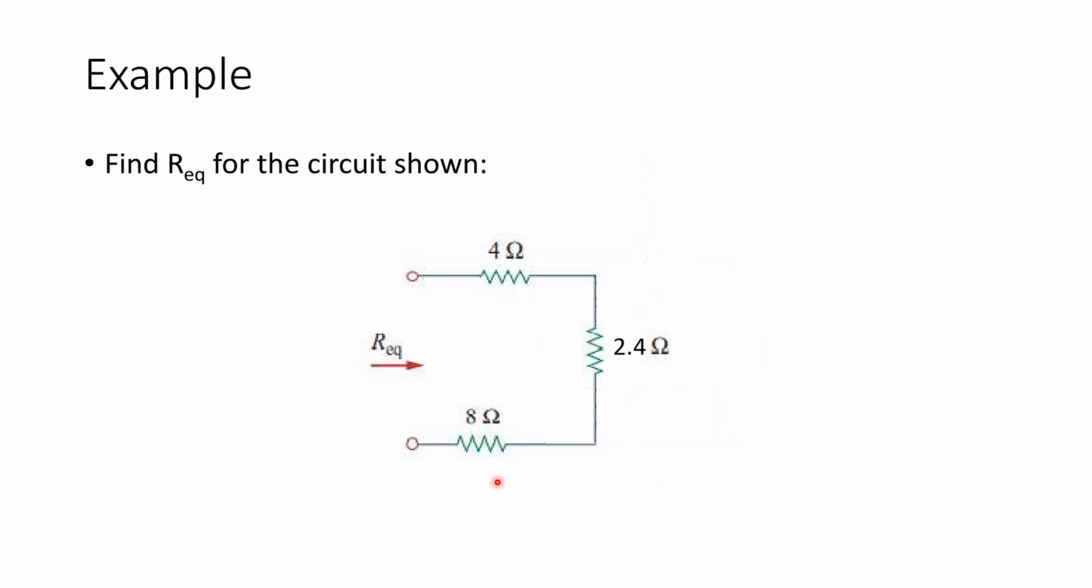Now our circuit is more simplified and we can see that these three resistors are connected in series. So we are just going to add them up. 8 plus 4 will give us 12, and 12 plus 2.4 will give us 14.4 ohms. That means we can replace these three resistors with a single resistor of 14.4 ohms. So this is our final answer. This means that the whole circuit could be replaced by a single resistor of 14.4 ohms. That was an example.